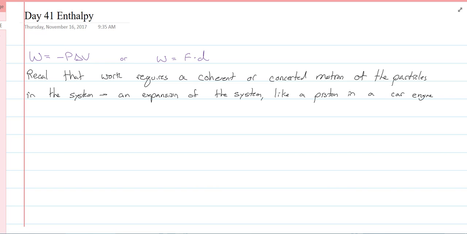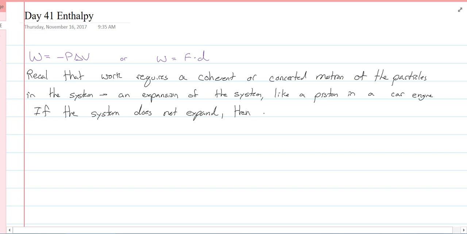If the piston doesn't move, then obviously the car engine doesn't do any work. So let's write that down. If the system does not expand, then no work is done. Delta V equals 0. So if delta V up here equals 0, 0 times negative P is 0. No work.